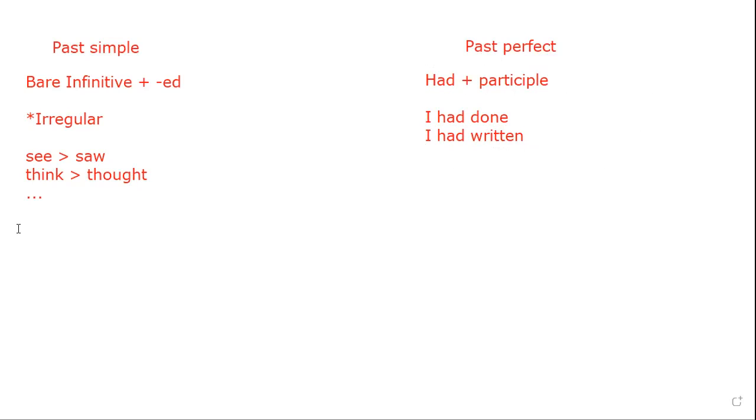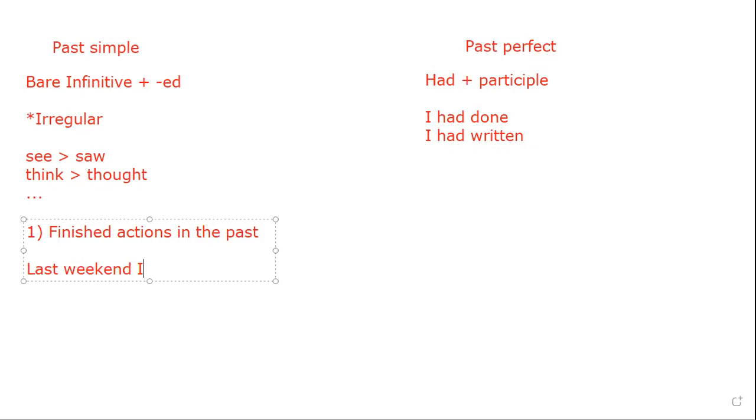Okay, so what do we use the past simple for? We use it for finished actions. This is very important. Finished or completed actions in the past. So last weekend, I went to my mother's. This is an action which is already finished, which is no longer ongoing, and it is in the past.